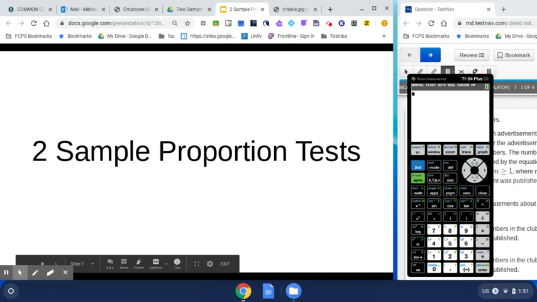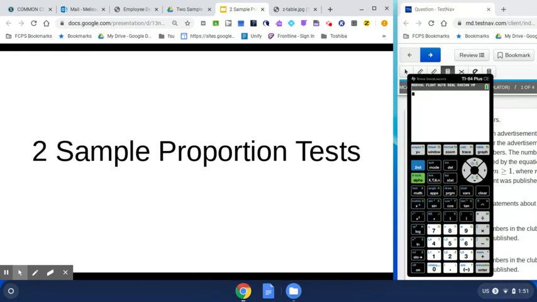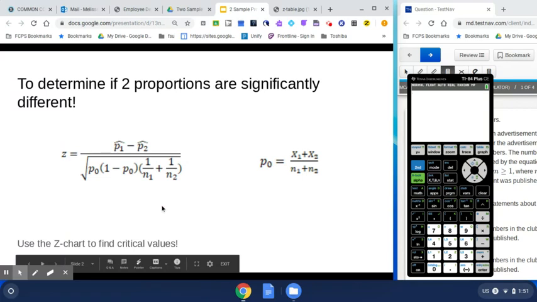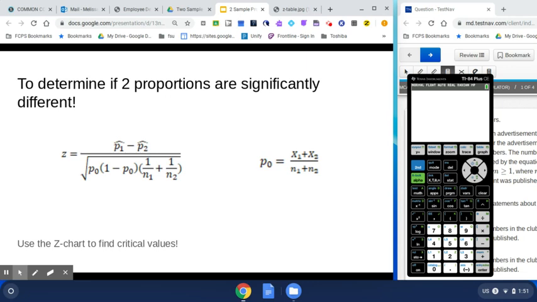Okay, the last type of two-sample testing that we're going to be talking about today are two-sample proportion tests. So the purpose of a two-proportion significance hypothesis test is to see if two proportions are different in some way. So the null hypothesis would mean that there's no difference between the two proportions, or P1 is equal to P2. And then the alternative hypothesis can be our standard three options, where P1 is not equal to P2, P1 is greater than P2, or P1 is less than P2.